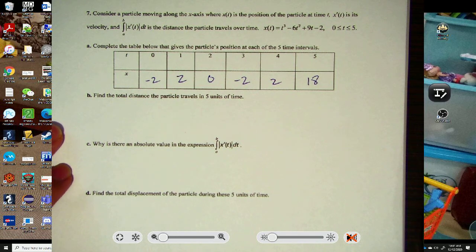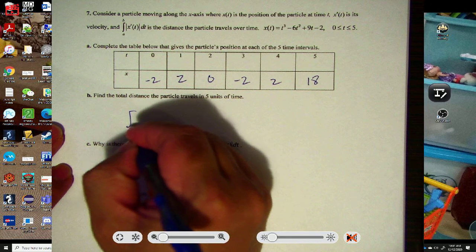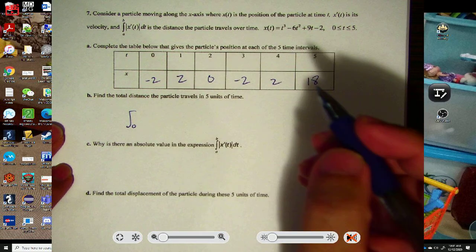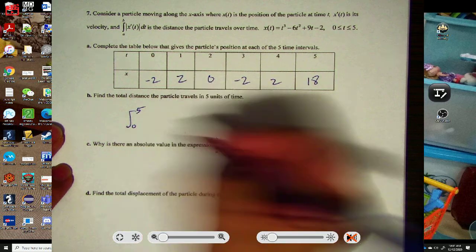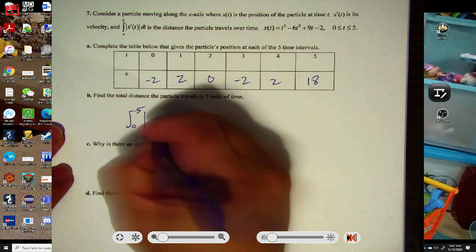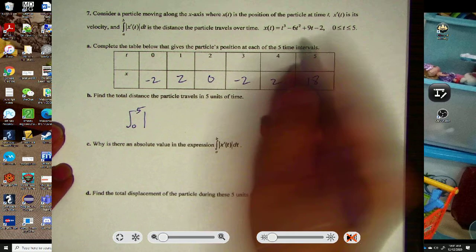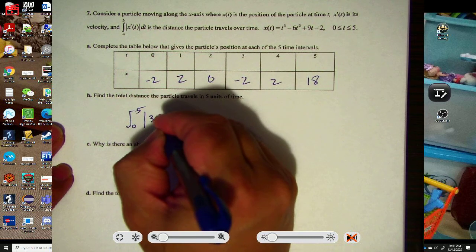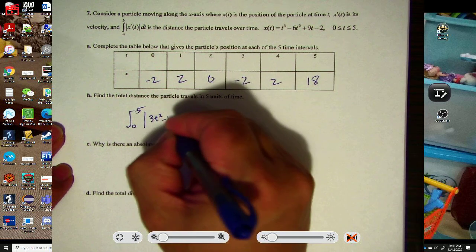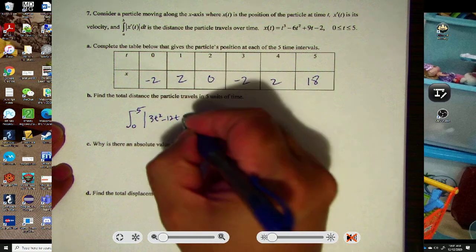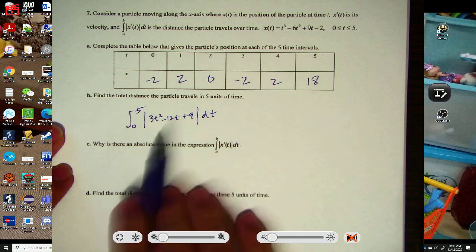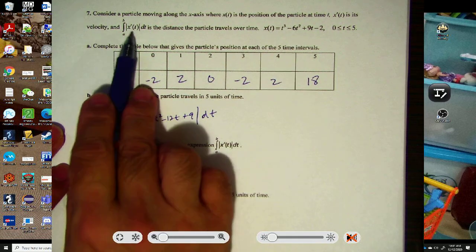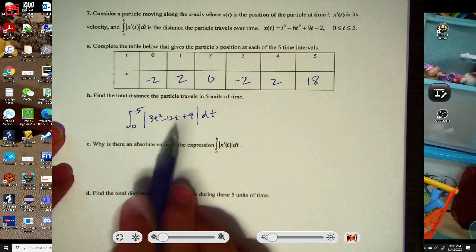Total distance traveled in those 5 units, so 0 to 5. For total distance, you want the absolute value of the derivative. The derivative is 3t squared minus 12t plus 9. So you're not going to actually use the function. You want the derivative. That would be the total distance.